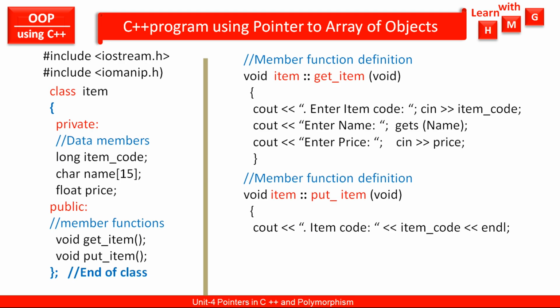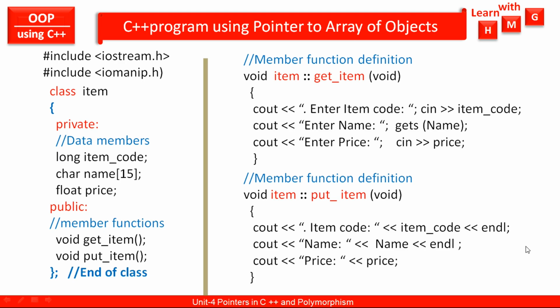Simple output operations, that is cout and the insertion operator, will be used to display first the item code, then the name, and then the price. Here at the end I have used endl, that is end of line, instead of the newline \n. This endl is defined in the iomanip.h header file. So like this we have completed the definition of class item with 3 data members and 2 member functions.